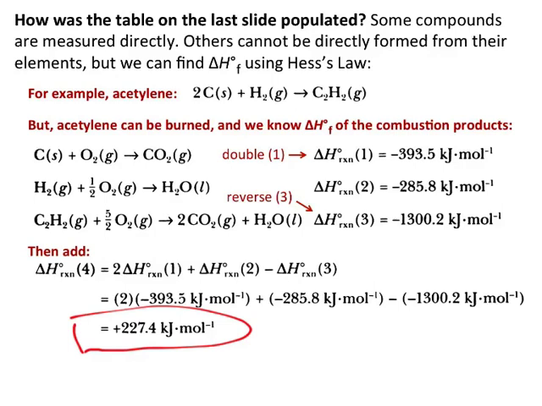Now, reaction 4 is the specific formation reaction for acetylene. So the enthalpy change for reaction 4 is the enthalpy of formation for acetylene. That's something you should know. You should know what it means to have a reaction that represents the formation of the compound from its elements, and that if you find the enthalpy change of that reaction, that's equal to the enthalpy of formation of the compound. Okay, so that's one piece of this.